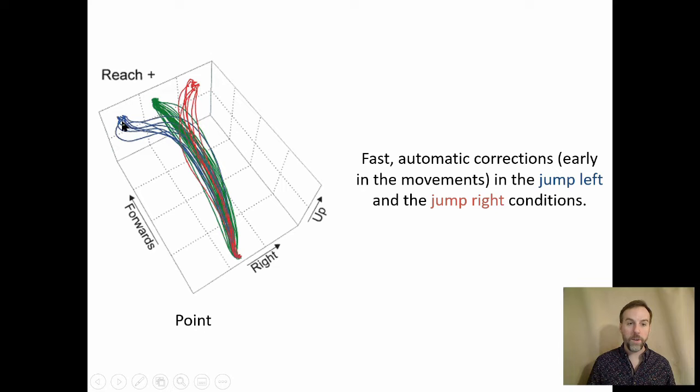The blue trials, these are when it randomly jumps to the left, and we can see that the participant makes a correction to the left and ends up at the correct target location, so they follow instructions. And if it jumps to the right, we can see that they correct their hand in the opposite direction. A few important things here.